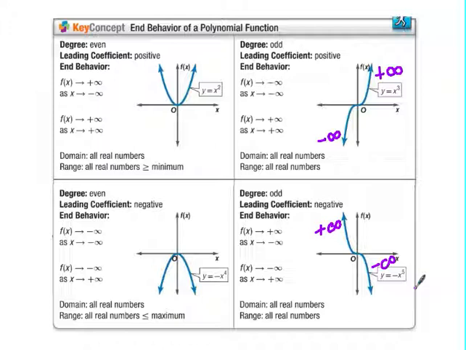So, if you want to remember those, that's great. Could save you some time. Otherwise, you can just graph it and look at the graph and tell me what, in fact, the end behavior is.